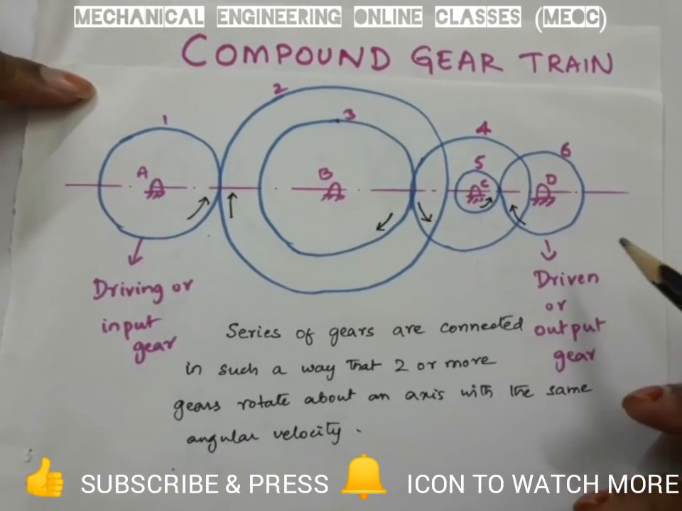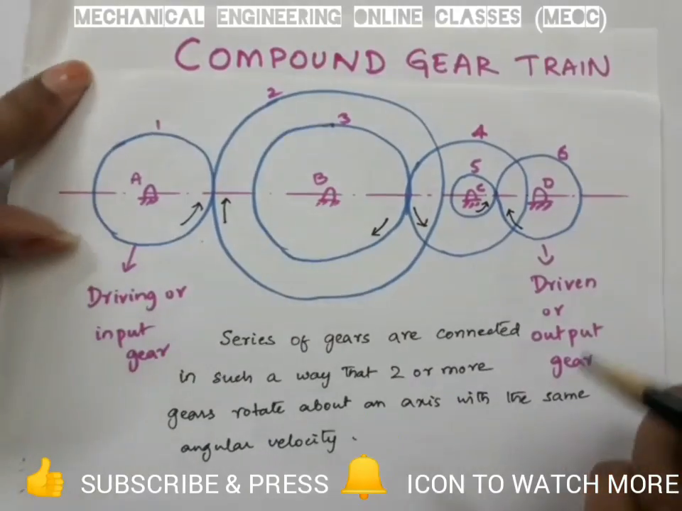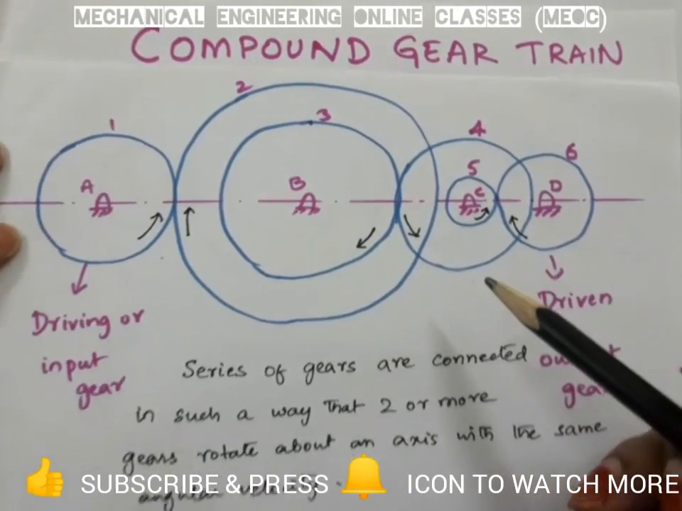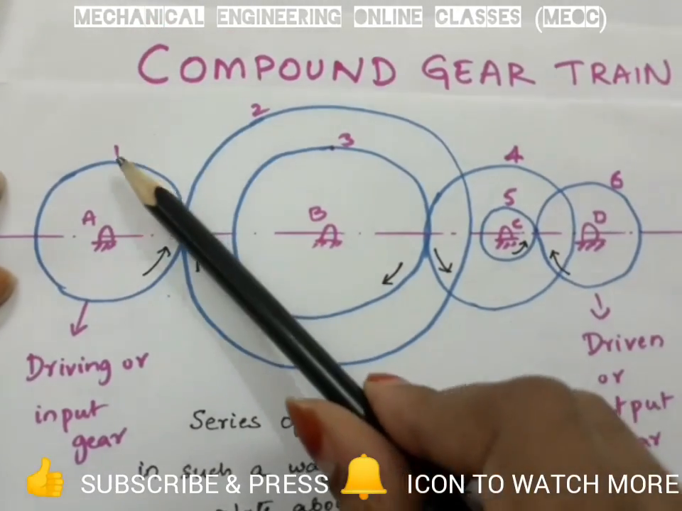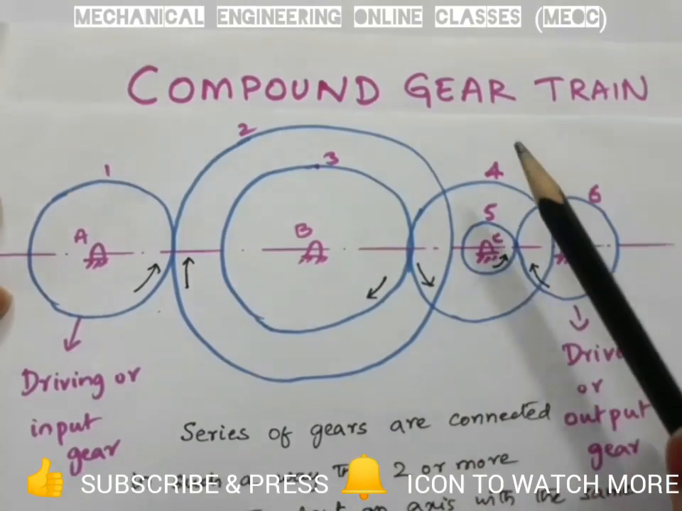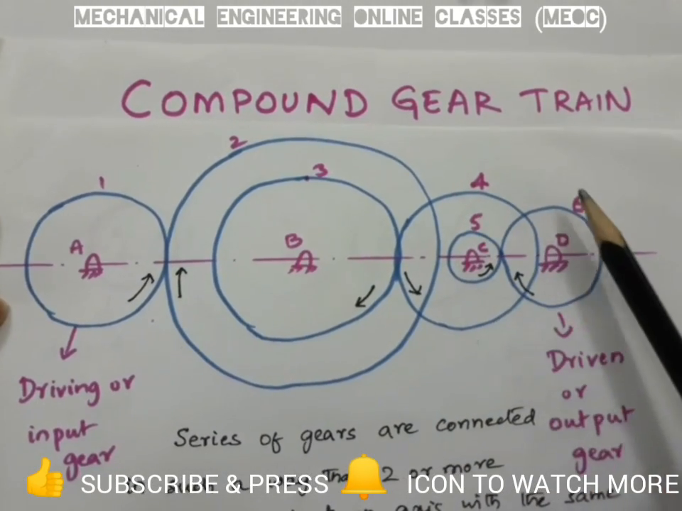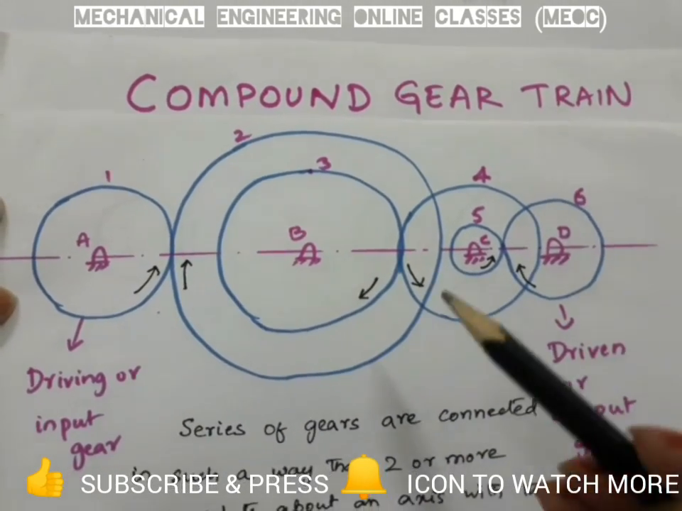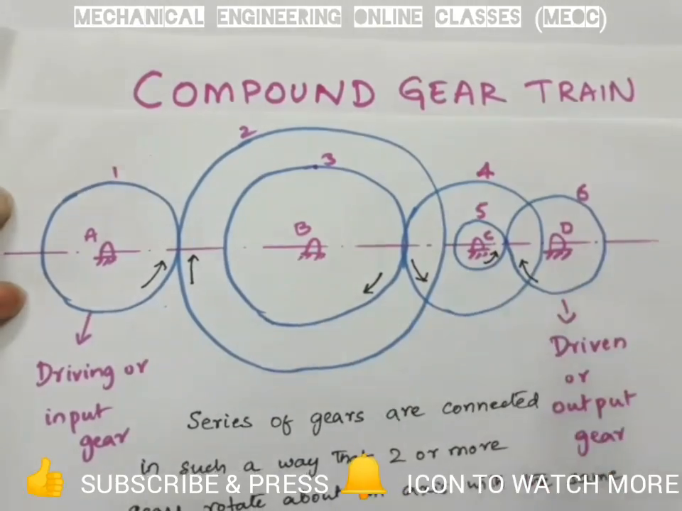In this lecture video we will learn what a compound gear train is. So here is the figure. Here we have 1, 2, 3, 4, 5 and 6 gears. This is a rough example of a compound gear train.